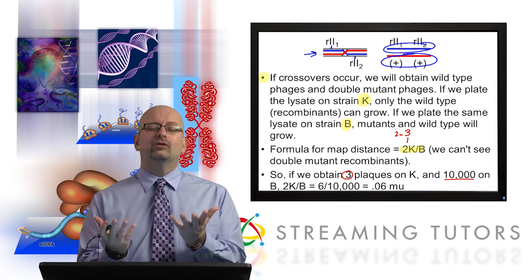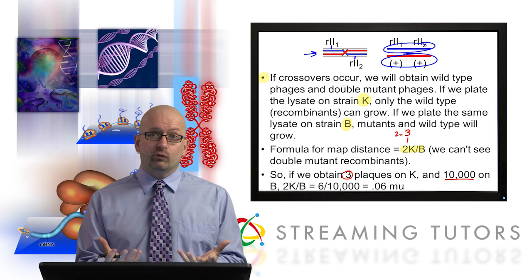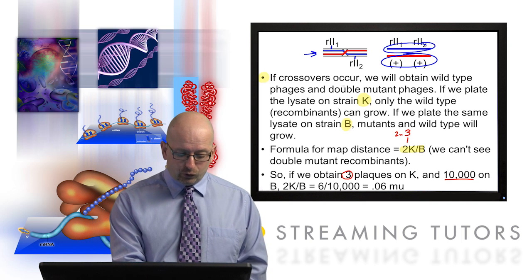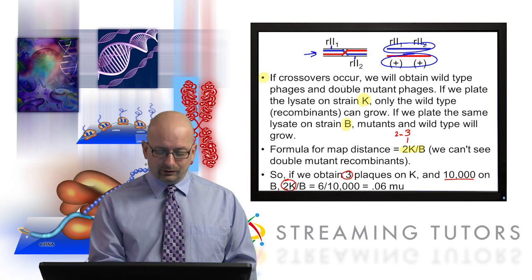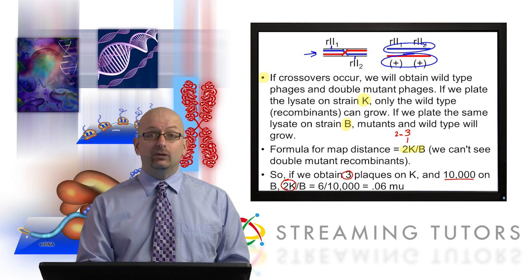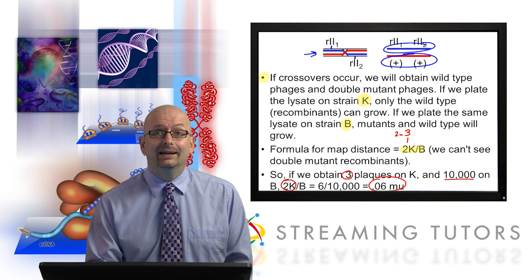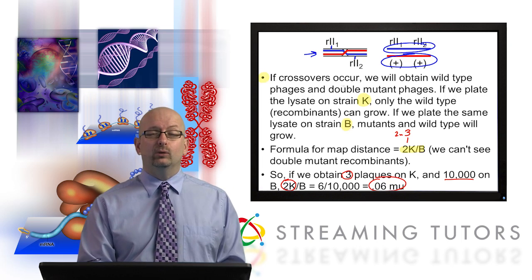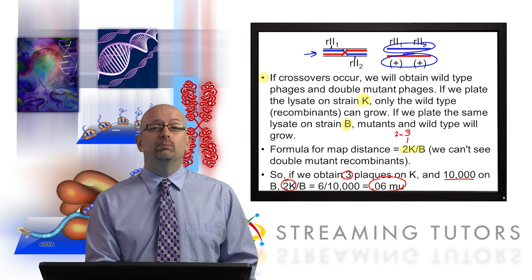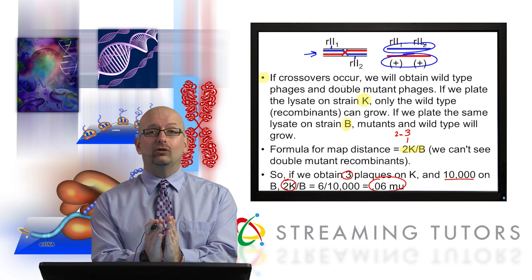But the formula, sometimes you do have to memorize it, but the idea is the same, right? We just want the number of recombinants. We can only see half of them, thus the 2 times. So 2K, if there were 3 of them, makes 6. And I just said there were 10,000 on B. Look what the map distance comes out to be: 0.06 map units. That's tiny. We saw before 20 map units, 15, 2, 1 meant the genes were right on top of each other. This is 0.06. This means these sites are ridiculously close to each other.